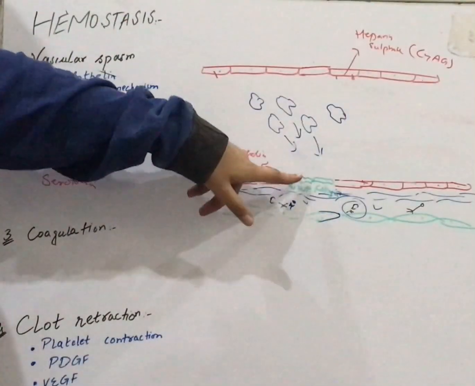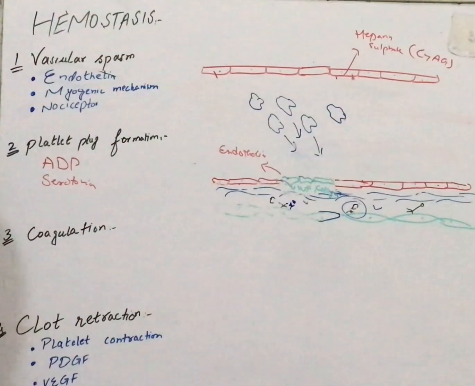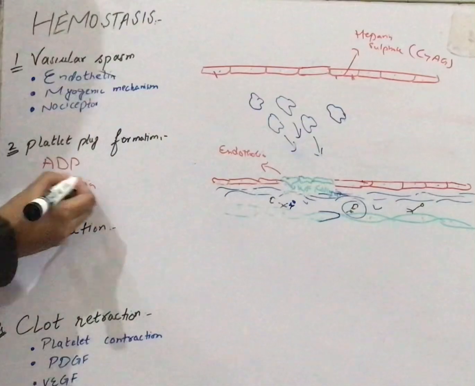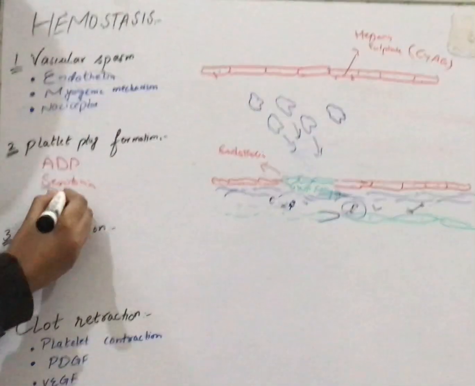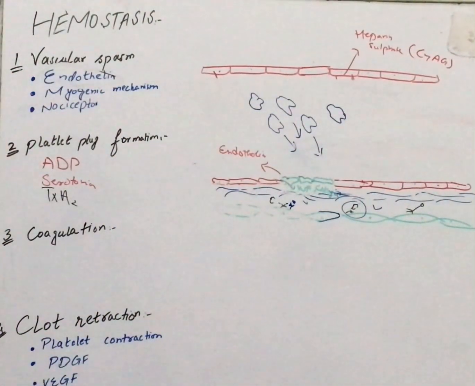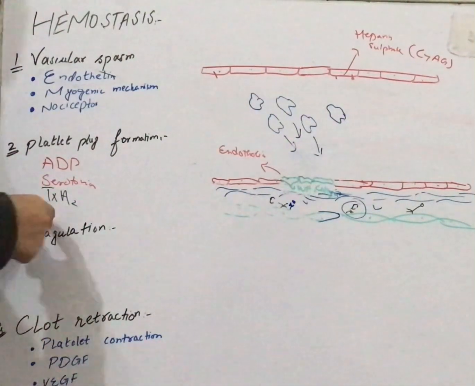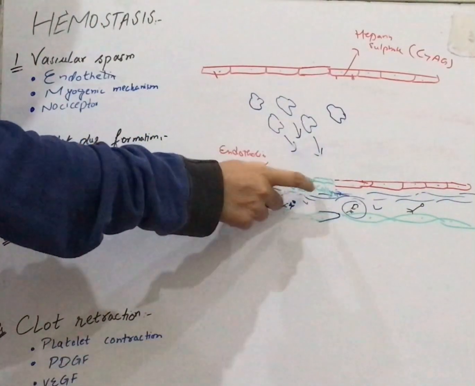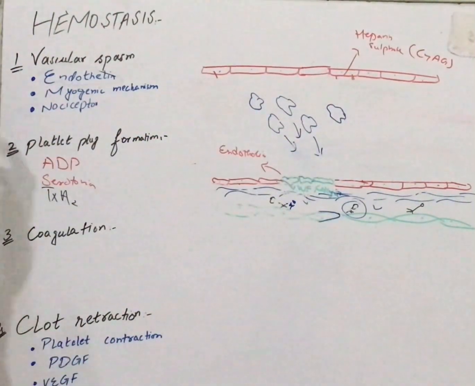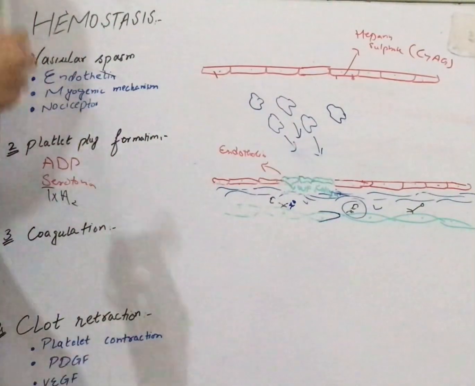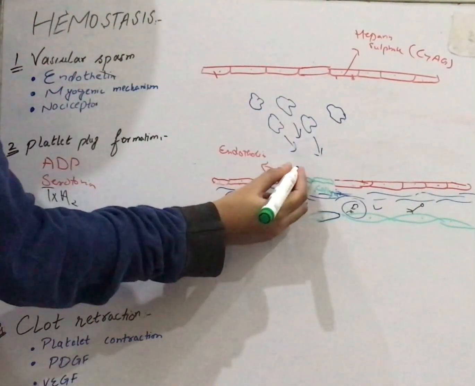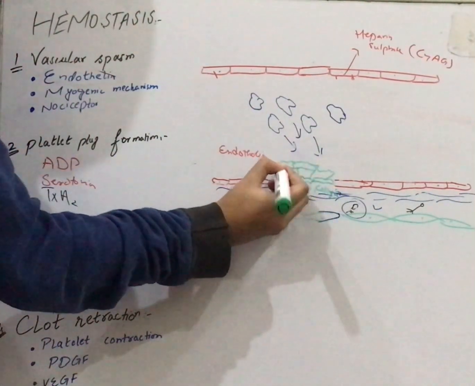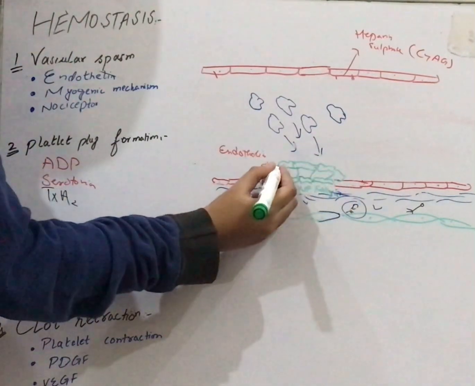Now these platelets will help recruit other platelets as well. They will release substances like ADP, serotonin, and thromboxane. These three things will help other platelets to come to the site of injury and start aggregating there. So here are a lot of platelets at the site of injury due to substances released by platelets.